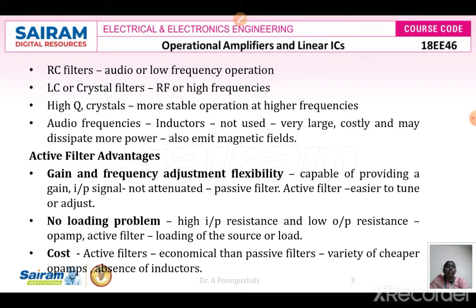Audio frequencies, you know, range from 20 Hz to 20 kHz. When I use inductors at those frequencies, the inductors have a small amount of resistance present along with them. In that case, the size of the inductors will be very large and they will be very costly. Also, because of the small amount of resistance involved with the inductor, it is going to dissipate more power. And when I pass a current through this inductor, a flux will be developed across the inductor which also emits magnetic fields. Because of these disadvantages, we will not be using inductors in the audio frequency range.